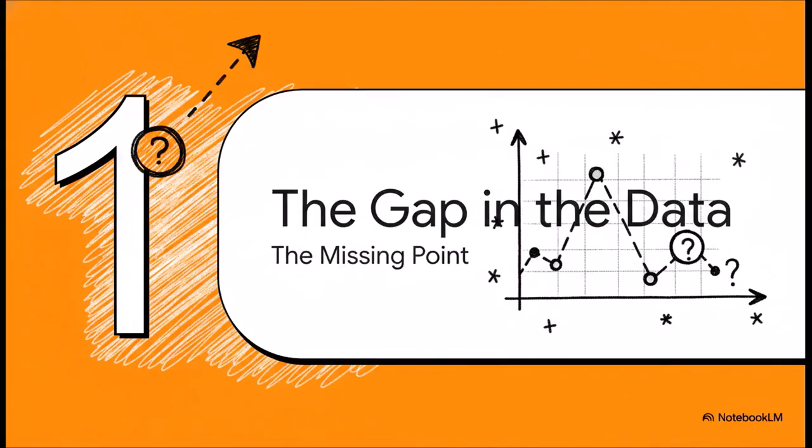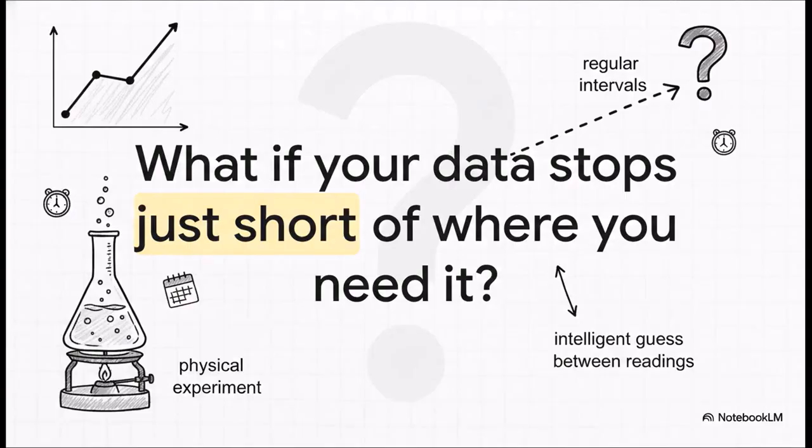All right, first things first. Let's really get a solid grip on the specific challenge we're trying to solve here, the problem of that missing point. Just imagine this for a second. You're tracking something, right? It could be anything, population growth, maybe stock prices, or data from some science experiment. You've got all your readings at these nice regular intervals. But what happens when the exact moment you care about falls between your last two readings? How do you make a really good, intelligent guess?